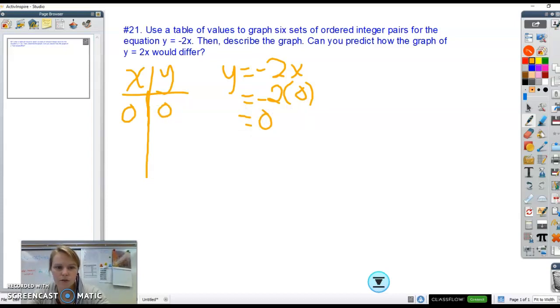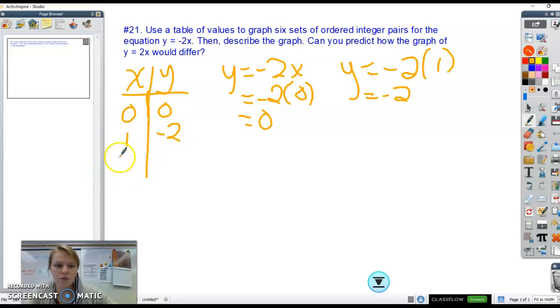Now let's do a few other numbers. Let's plug in a 1. So what if x equaled 1? Y equals negative 2 times 1. Plug a 1 in for x, what would y equal? So what's negative 2 times 1? That's just negative 2, right?